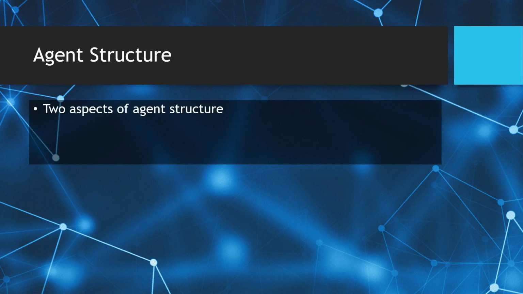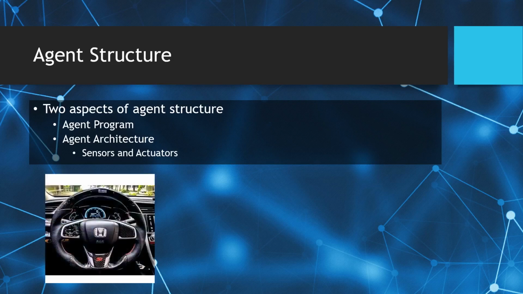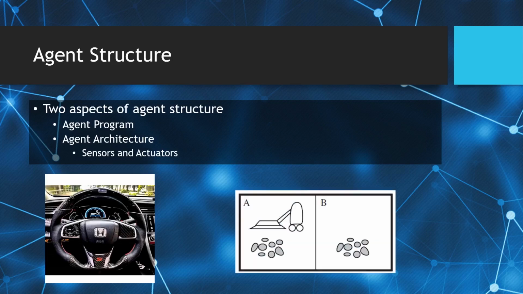So there are two main aspects of an agent structure. The first one is the agent program, and the second one is the agent architecture. First, we take a look at agent architecture though, because it's super simple. Agent architecture is basically the way an agent's sensors and actuators are designed. As an example, the steering wheel of an autonomous vehicle would be the actuators that the agent program can use to turn the vehicle. And the sensors on the vacuum in that example allow it to sense the clean and unclean areas.